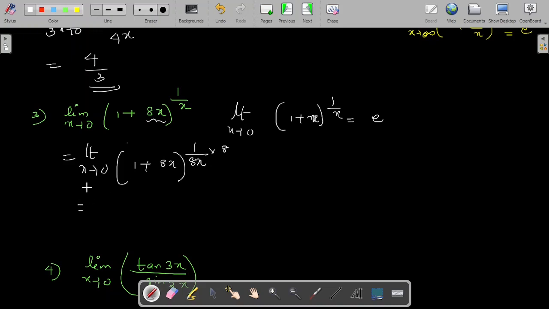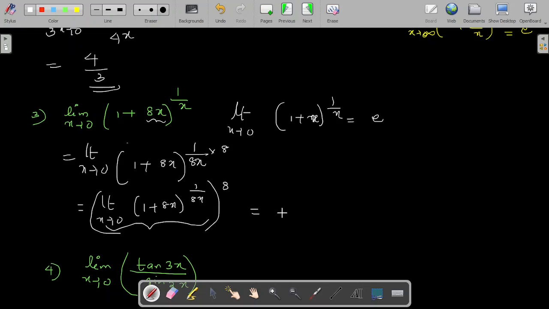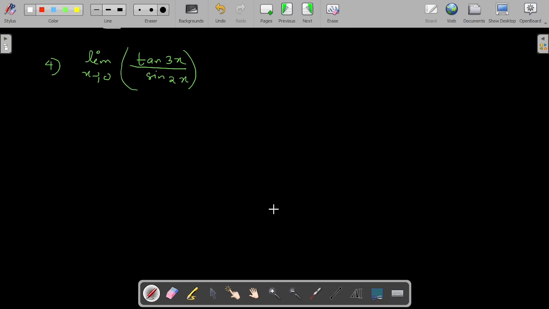So what we'll get is the limit x tends to 0, 1 plus 8x to the power 1 by 8x, whole power 8 you have. So this is e. So the answer is e to the power 8. Now similarly here, tan 3x by sin 2x. So split the limit x tends to 0, tan 3x divided by limit x tends to 0, sin 2x.